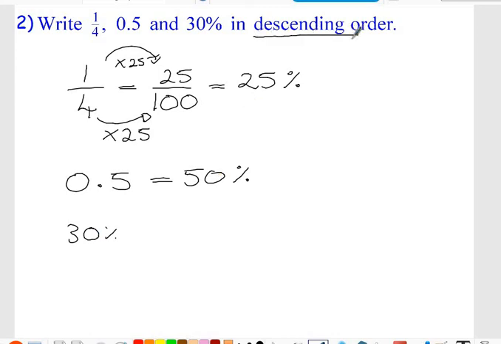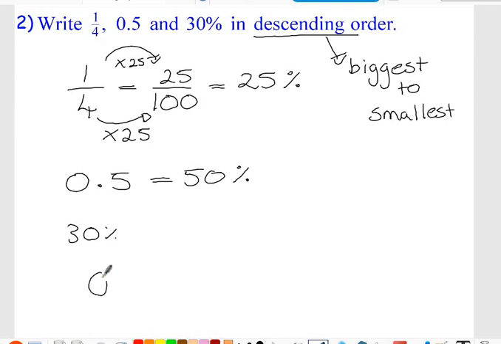We need to order these in descending order. Descending order means going down, so we're starting with our biggest and we're going down to our smallest. Therefore, the biggest out of 25%, 50% and 30% is 50%. However, it is given as a decimal in the question, so we have to write it as 0.5. Next we're comparing 25% and 30%, so 30% is the next biggest. And then lastly we've got 25%, which is given as a fraction in the question, so we write it as 1/4.